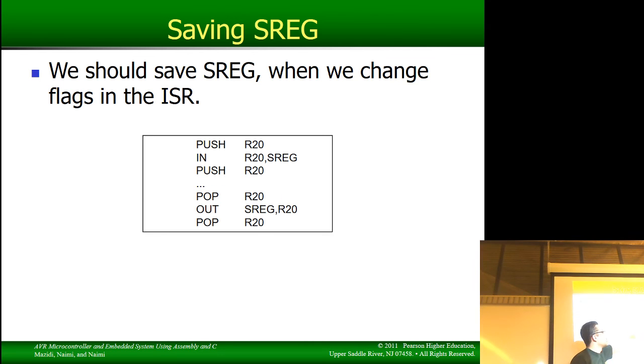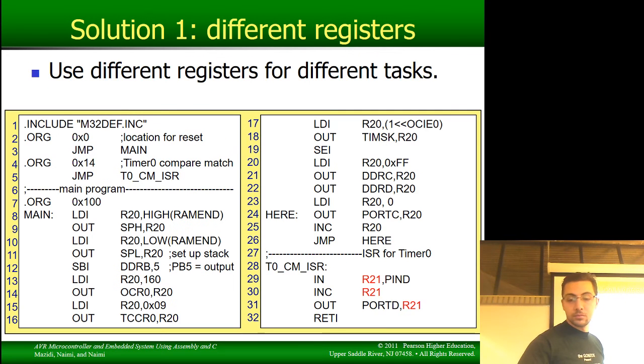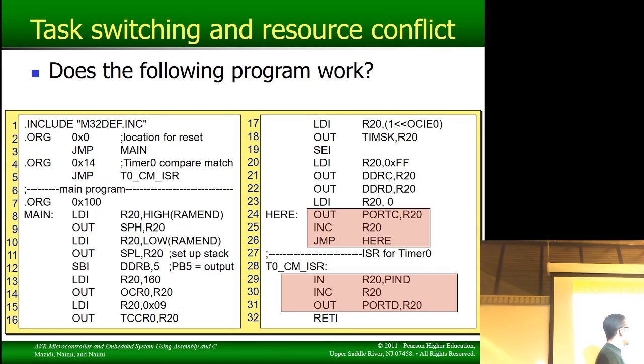Same context saving. We're going to push R20. Now we're going to overwrite R20 with the status register and shove the status register onto the stack. At the end, we pop that, put it back in the status register, and then restore R20. The reason for this, okay, this loop here is an unconditional jump. It always jumps, right? If we're doing conditional jumps, they rely on the state of flags in the status register, right?